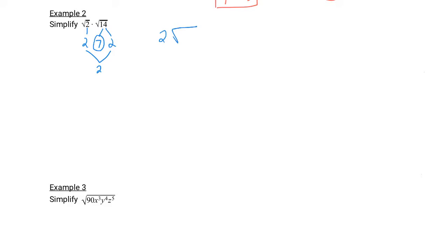So to rewrite it in a factored simplified form, I write 2 times the square root of 7. The 2 is underneath a pair. The 7 is circled and goes in the radicand. All right, let's move on.